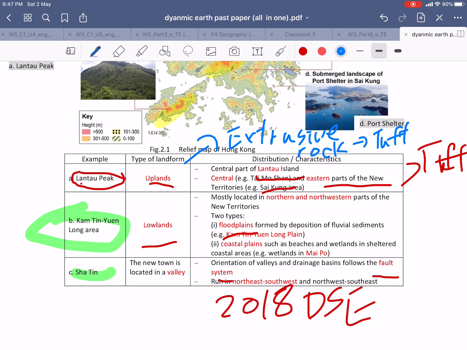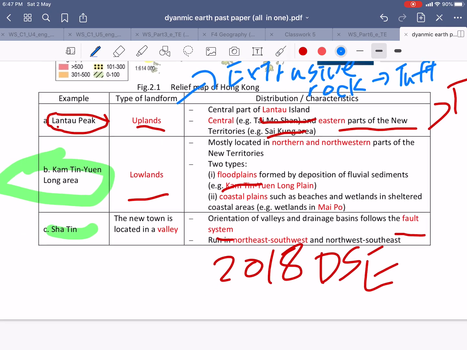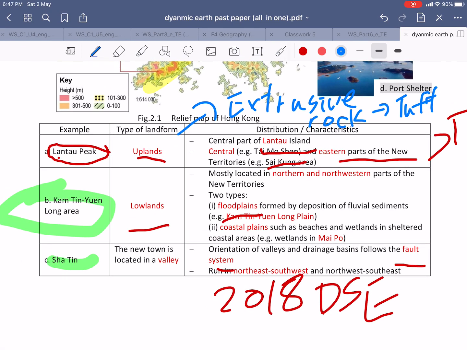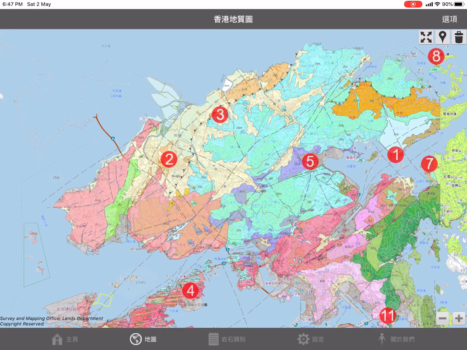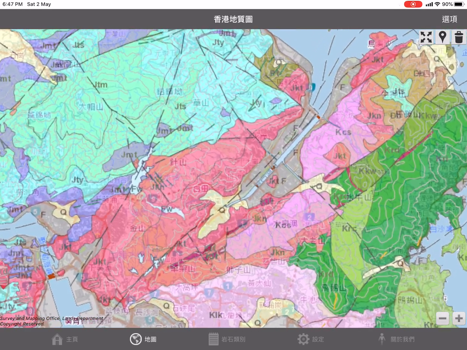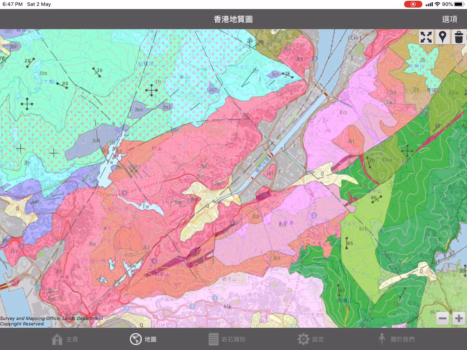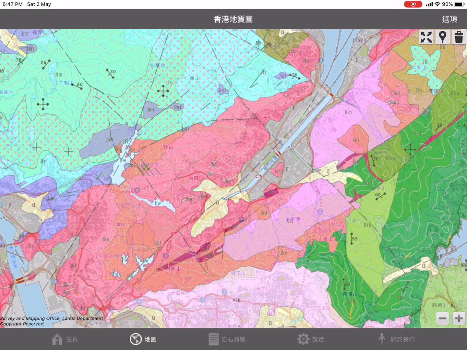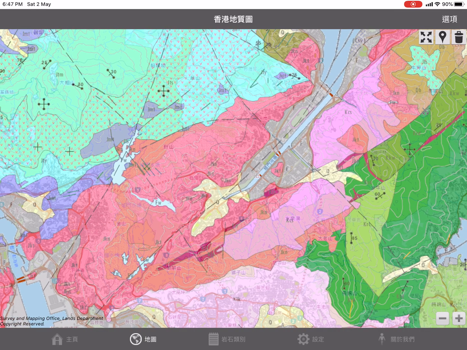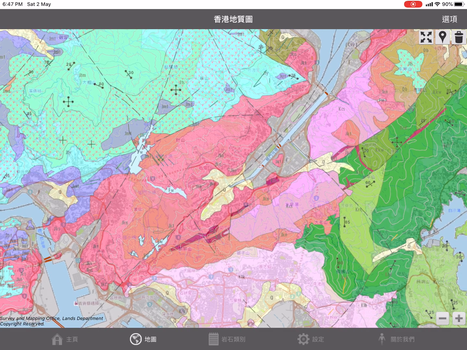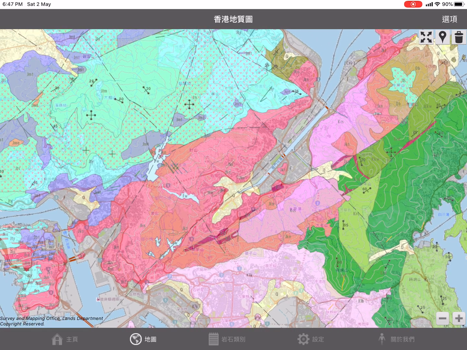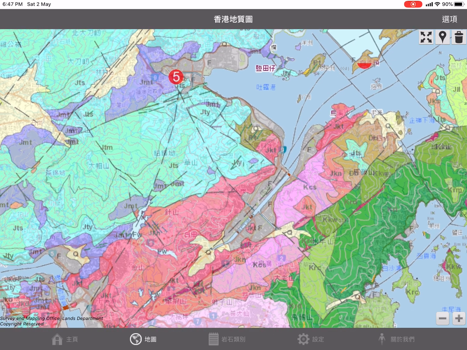How about Shatin? Shatin is made up of a valley, and it is one of the main focuses of the DSE essay question. Okay, why does Shatin look like a valley? Because you can see there's a dotted line here. Along the dotted line, what is happening? The river and also the valley are more or less developed parallel with the fault line. Okay, the dotted line is the fault line.